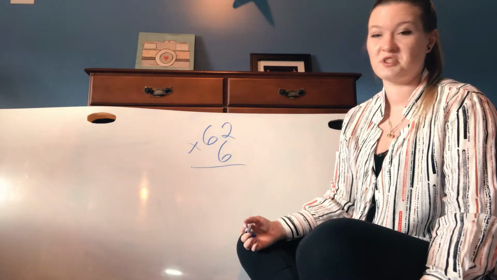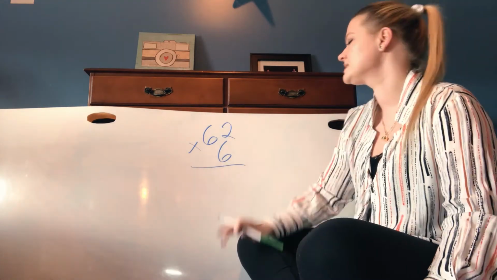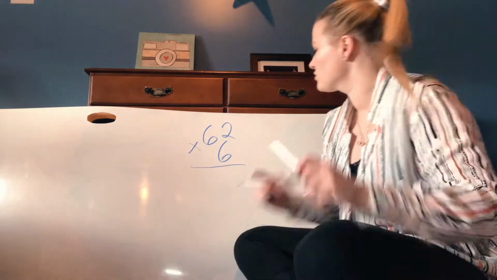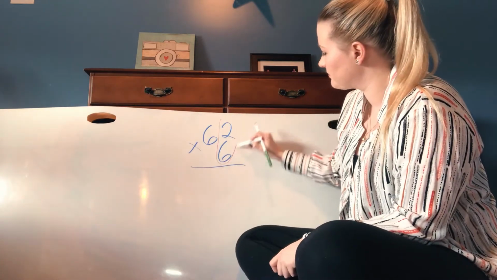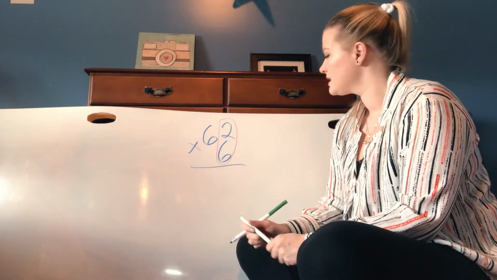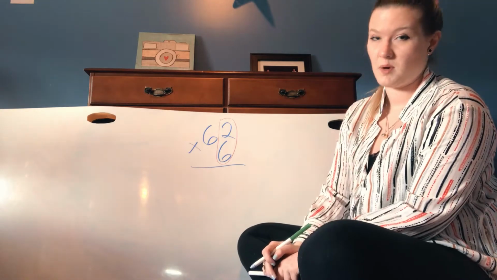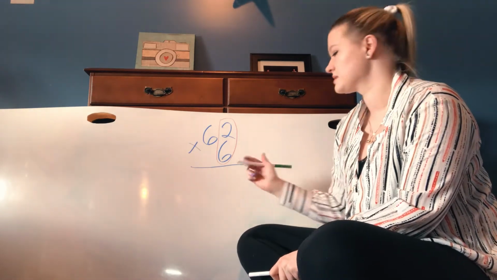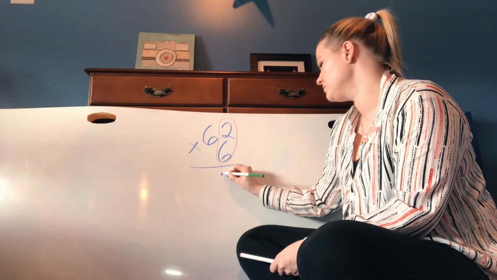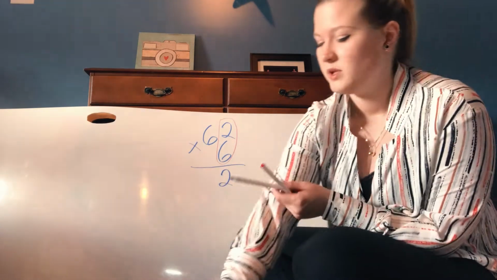Moving on to question number 2. Question number 2 is 62 times 6. So we're going to start in the ones column. 6 times 2 we know is 12. 12's too big for the ones column, so we put the 2, and we carry the 1.